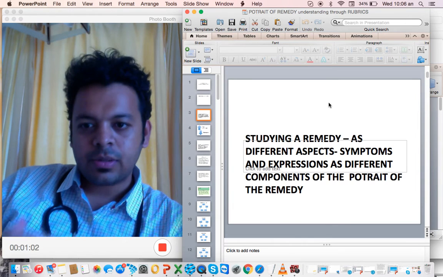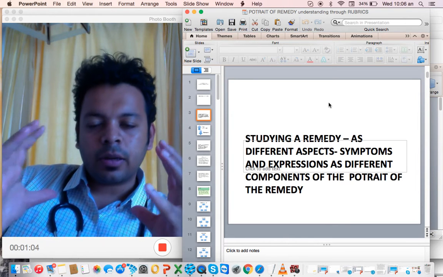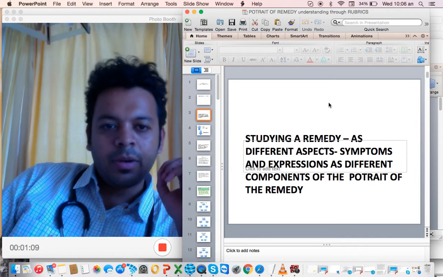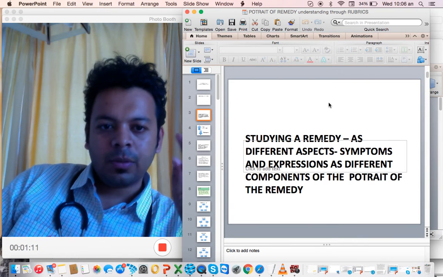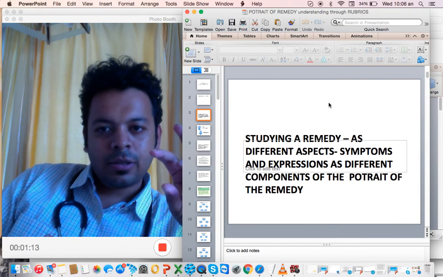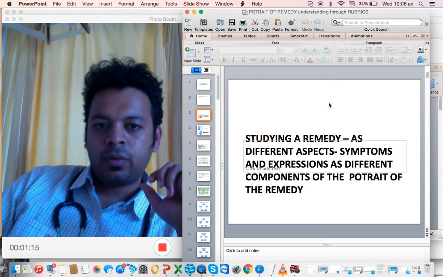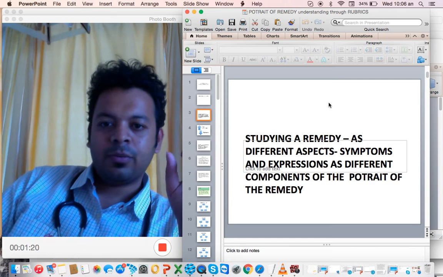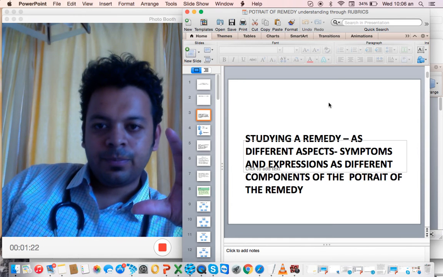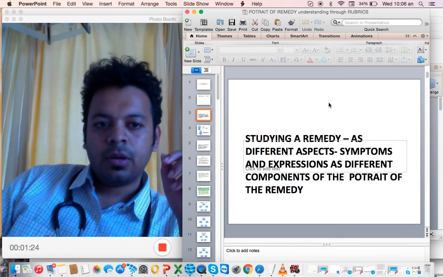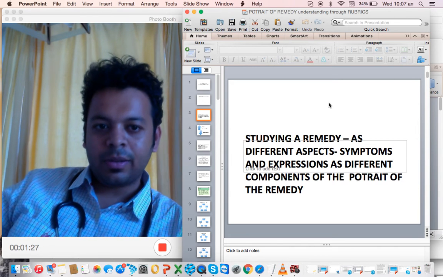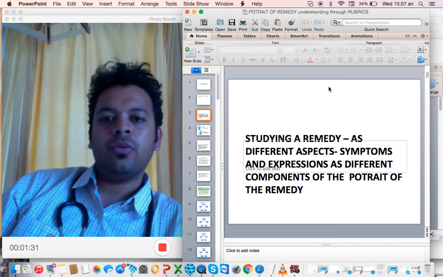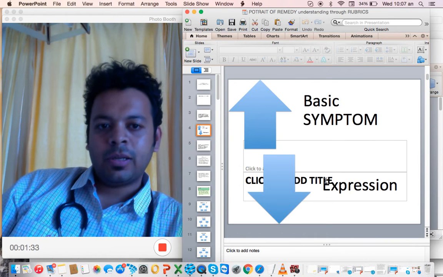So, the idea is, how do we study a remedy? People ask me questions: how do you understand the remedy through the rubrics? How do you do the case? Studying a remedy means seeing different aspects of symptoms and expressions as different components of the portrait of the remedy. The idea that Pulsatilla is emotional, or Natrum muriaticum is disappointed, is a cliche. There are different patterns of Pulsatilla, different expressions, different components which then form a portrait. We'll try to discuss this today.